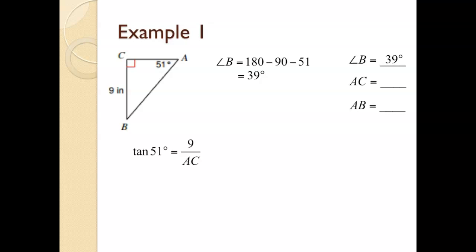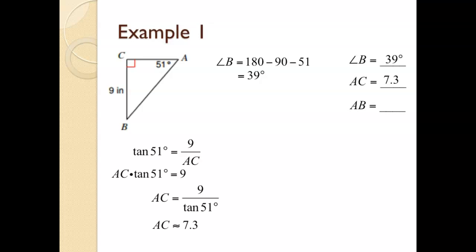Now let's solve for AC. I'm going to multiply both sides by AC to get it out of the denominator, and then divide both sides by tangent of 51 degrees. That comes out to be about 7.3. Next, we're going to solve for AB. Now at this point, we've actually solved for two sides in a right triangle, so you could apply the Pythagorean theorem to find the third side. For practice, I'm going to use another trig ratio to solve for AB instead.